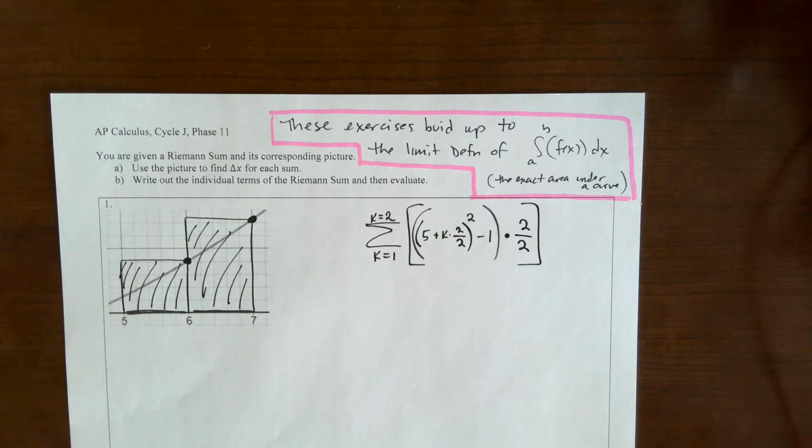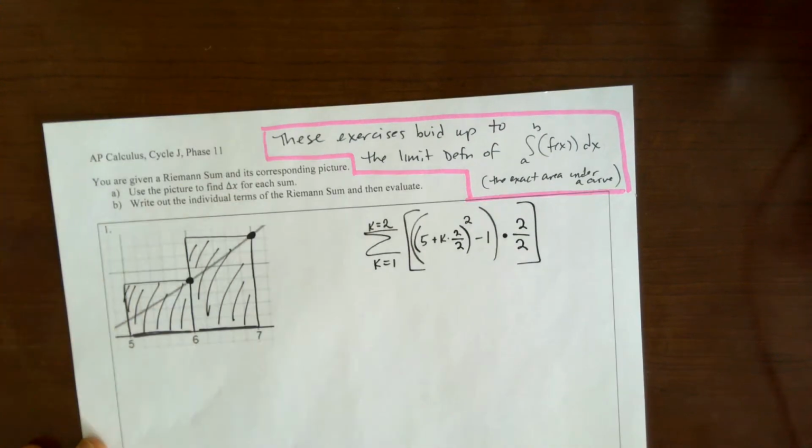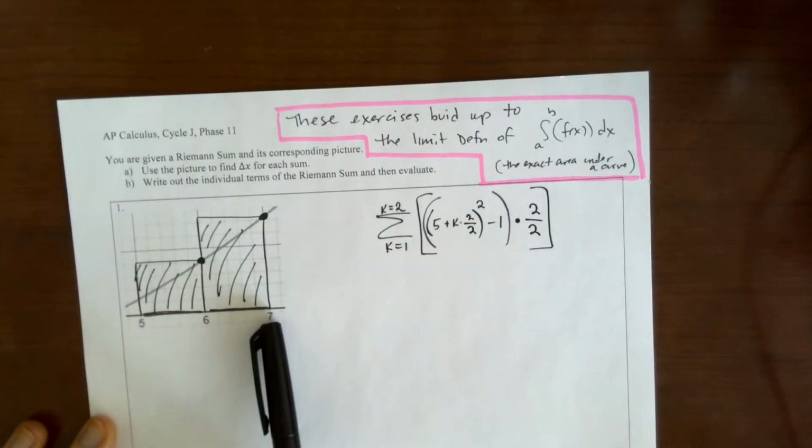And we're not going to have to compute the limit, but we need to be able to, in the future, in the next phase, recognize the limit definition. So we're going to do this. You're given a Riemann sum and its corresponding picture. Okay, so here's the Riemann sum. This is the corresponding picture.